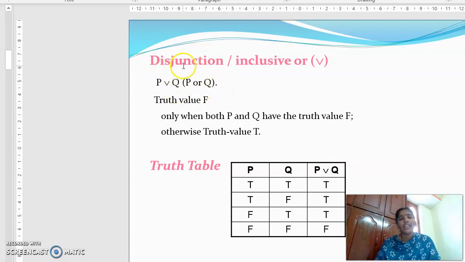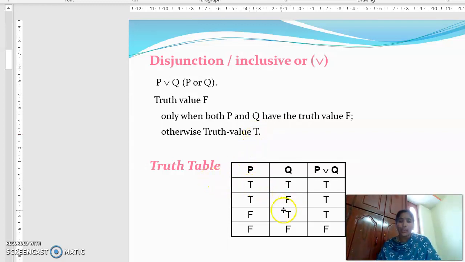And the next connective is the disjunction. It is represented by the P or Q symbol, so it is represented by V. Here also it is a compound statement, both statements we are having P and Q. When P or Q is true, and when P or Q truth value is false.